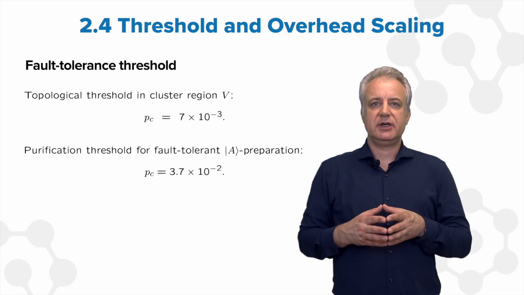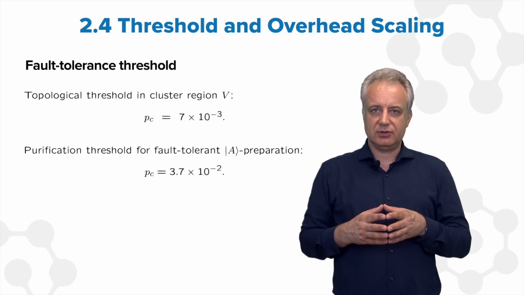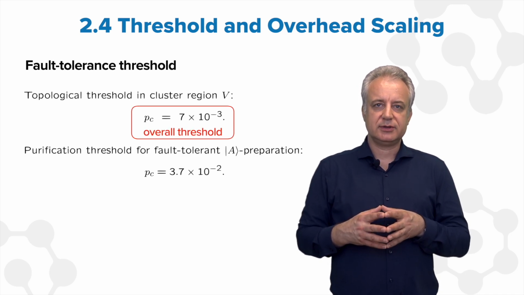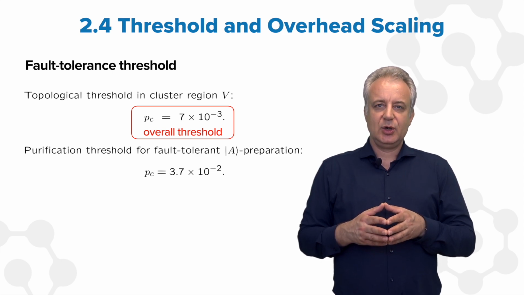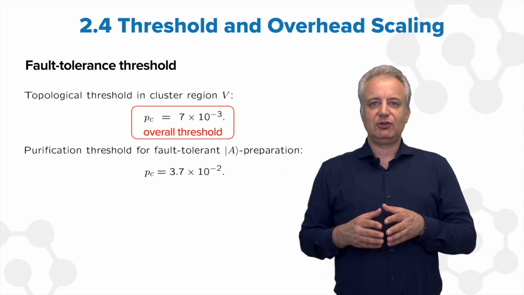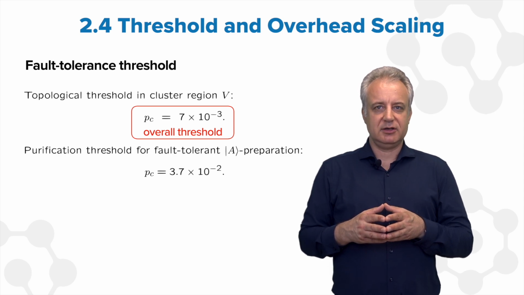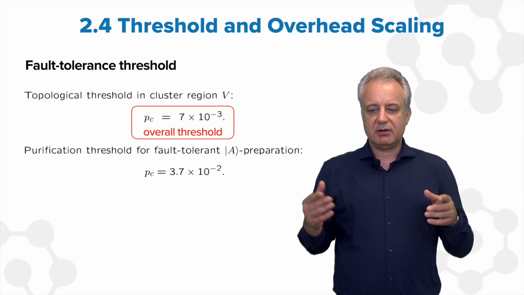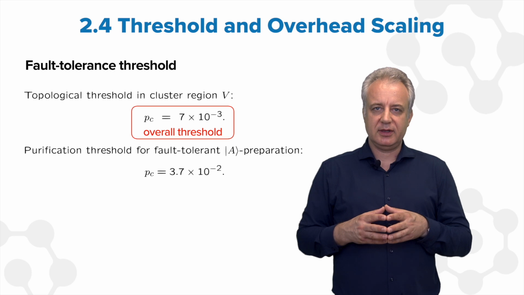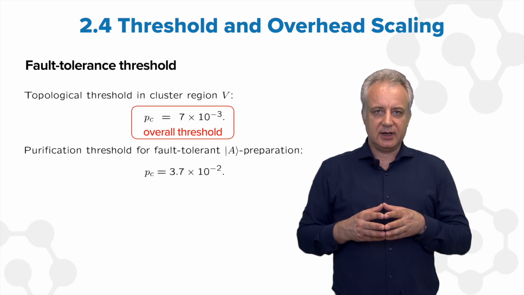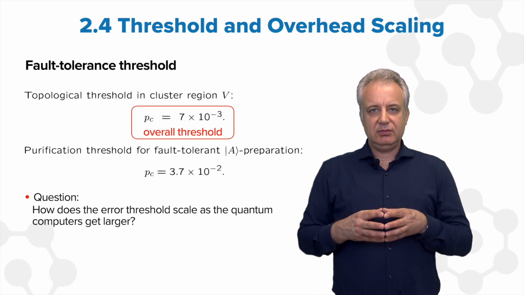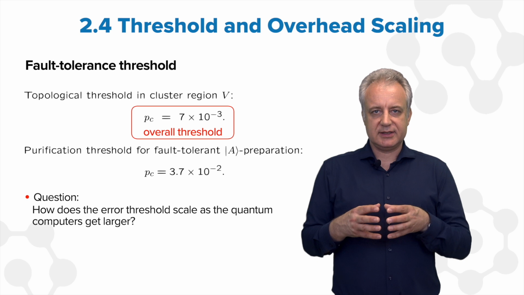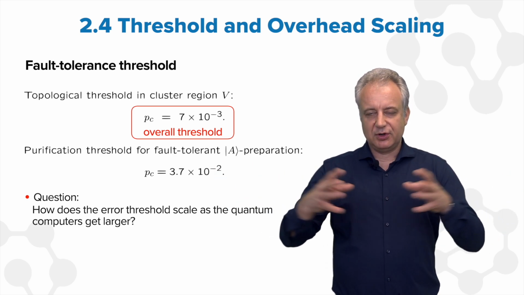The overall threshold is set by the smaller of the two, and that's the topological threshold. Again, overall threshold value 0.75%, potentially in range or almost in range of technology. Such error rates, or even quite a bit lower than that, have been realized in small quantum computers to date. And so now the question is, can you keep up these low error rates as the quantum computers are grown?